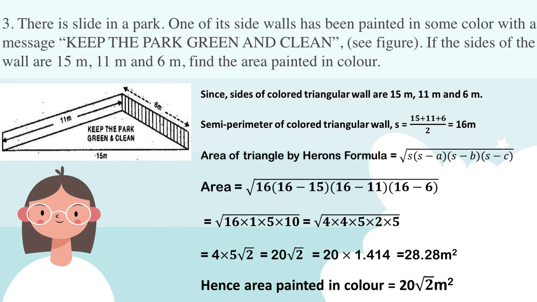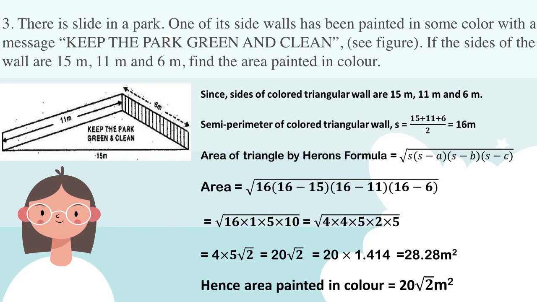So this is the diagram given to you, and you are given the measurements of the sides 11, 15 and 6, and you are asked to find the area to be painted. So how can we find this area? Simply by Heron's formula. We have the sides, we have the values of A, B and C, so we can calculate the semi-perimeter S. This is very easy, a direct question. Therefore, I will not explain this question to you all.